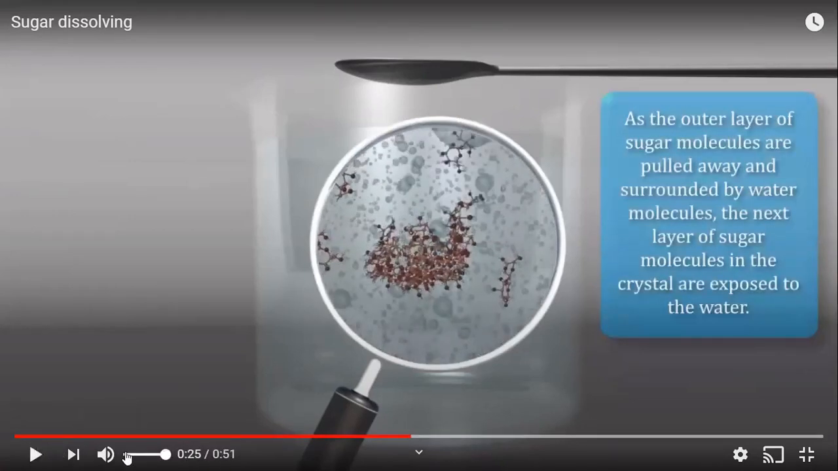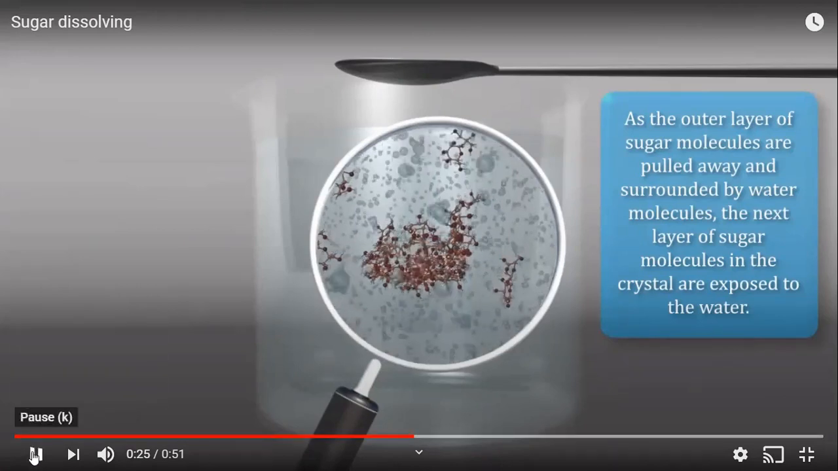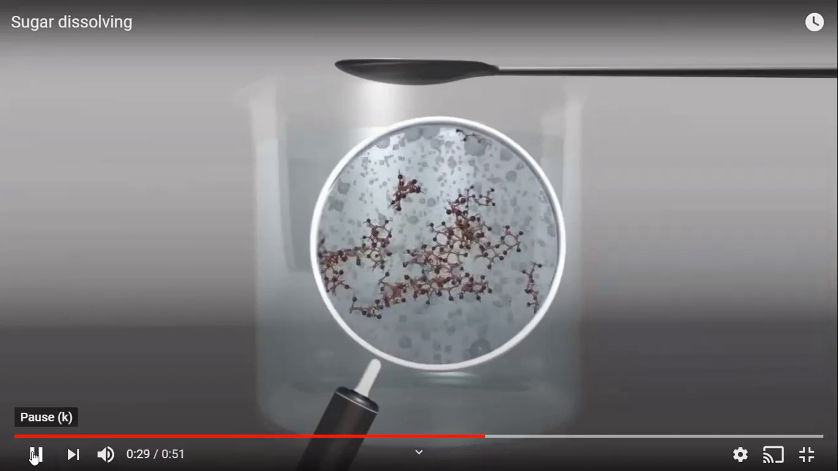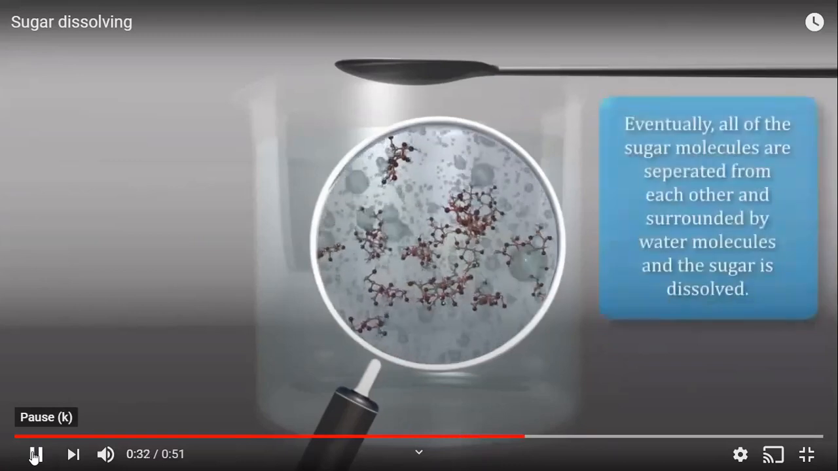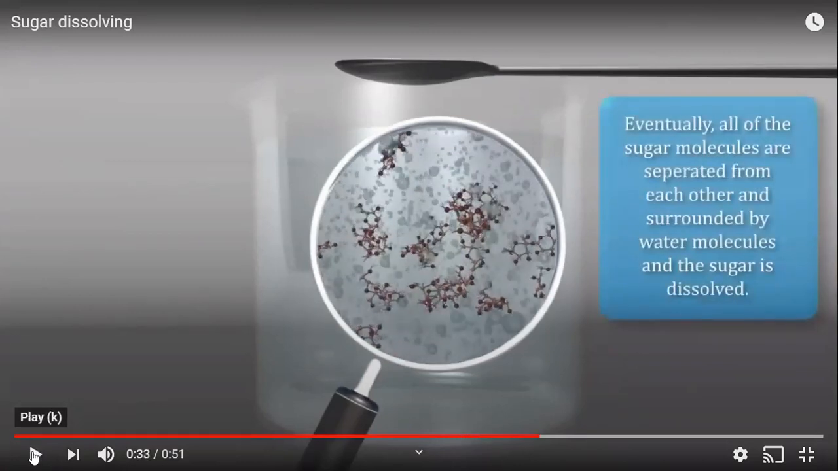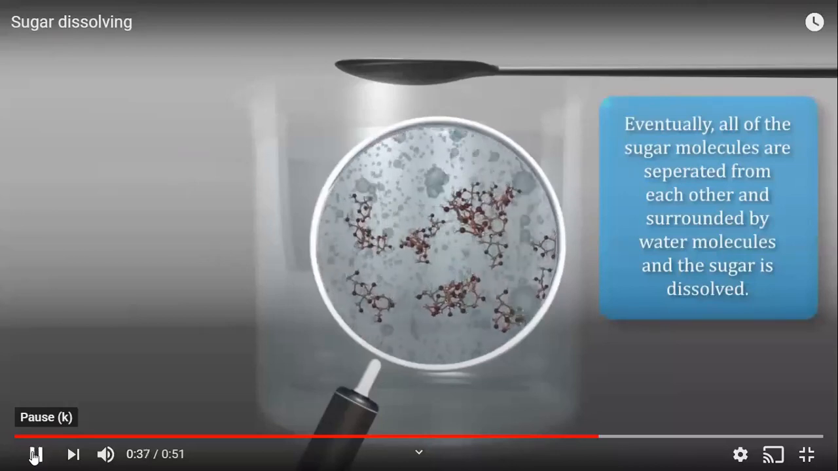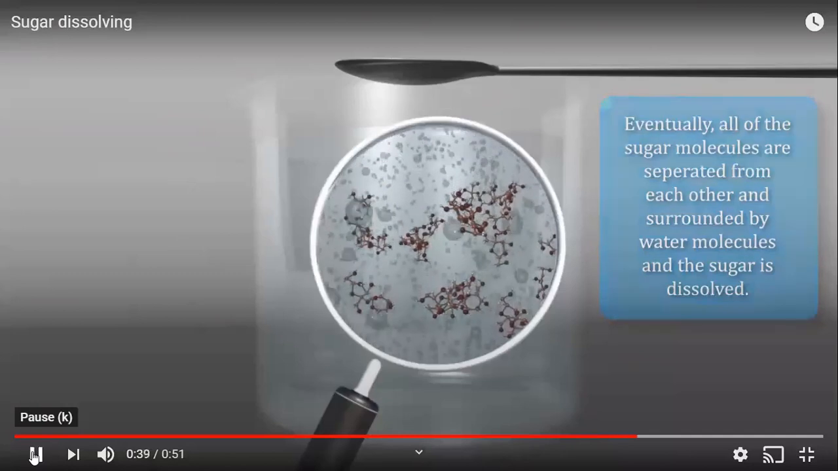As the outer layer of sugar molecules are pulled away and surrounded by water molecules, the next layer of sugar molecules in the crystal are exposed to the water. There they go. Eventually, all of the sugar molecules are separated from each other and surrounded by water molecules, and the sugar is dissolved. However, each individual sugar molecule is still intact.